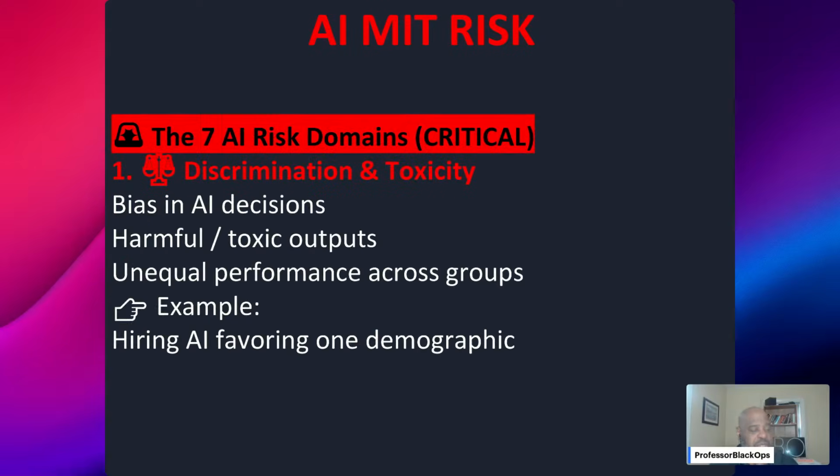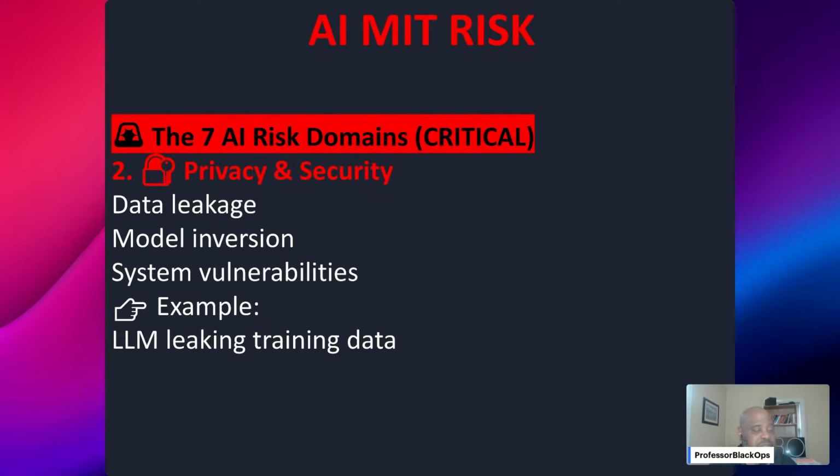We're talking about 7 AI risk domains. One, discrimination and toxicity: bias in AI decisions, harmful or toxic output, unequal performance across groups. Example, hiring AI favoring one demographic over another. So we know bias is kind of big in the AI realm, depending on where you got your data from. Two, privacy and security: data leakage, model inversion, system vulnerability. Example, an LLM leaking training data. So you have to figure out how you're going to handle your PII and your company's proprietary data.